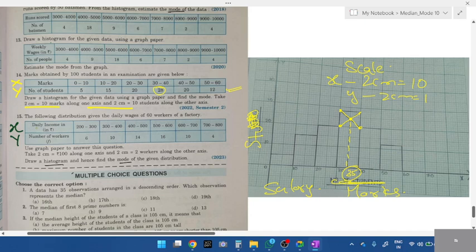Can you see this? In the 15th question, what is given, students? Income and number of workers. 14th question, marks and students. 13th question, what is given? Wages and number of people. Most of the time they repeat the questions. All of you understood how to solve? Is it clear?